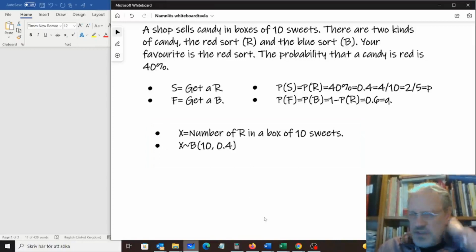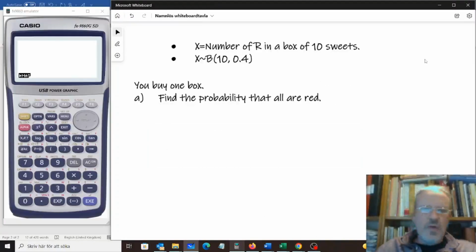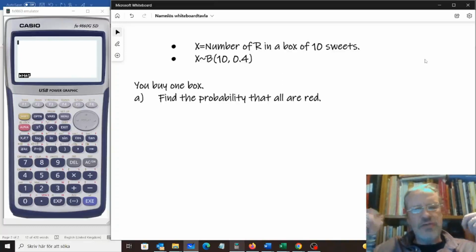So what kind of questions could we typically get on this? So you buy one box, and the question could be find the probability that all are red. In this case, we don't even need to consider the thing about binomial distribution, just that we get a red and a red and a red and so on 10 times in a row.